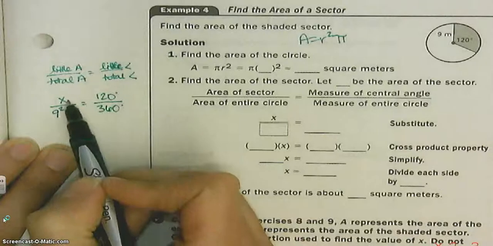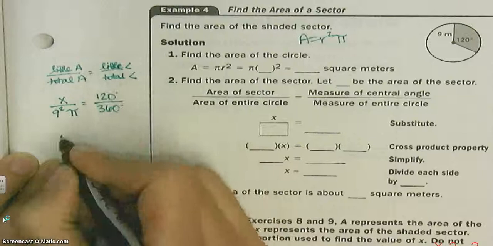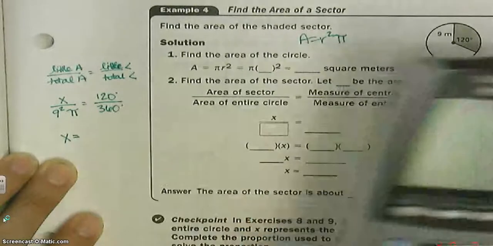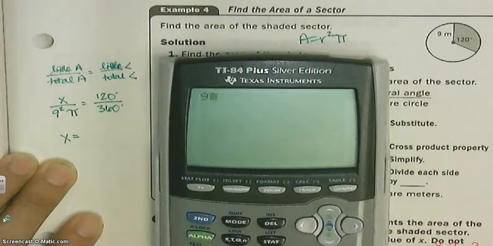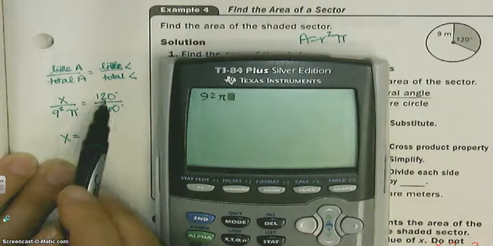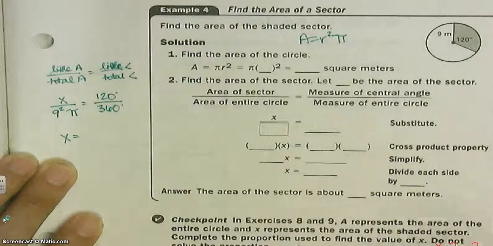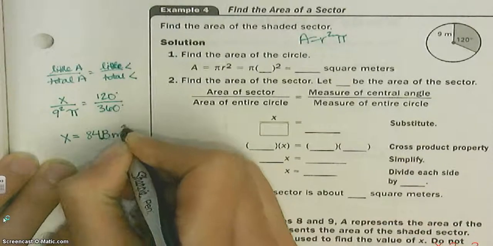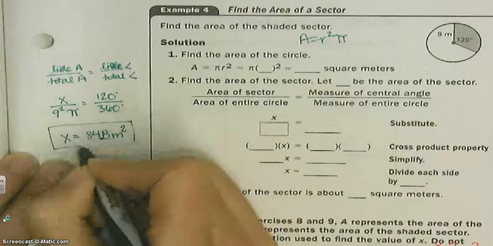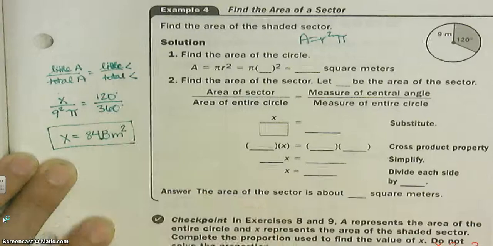So we did little area over total area equals little angle over total angle. So we're going to cross multiply. All right, we're just going to put it all in our calculator. 9 squared pi times 120 divided by 360, 84.8 meters squared, because this is area. So here's your formula. Little over total, little over total.